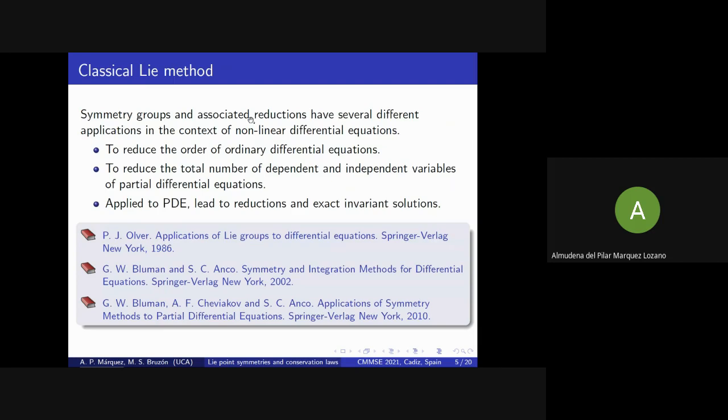We are going to apply the classical Lie method to obtain the Lie point symmetries. This method reduces the independent variables of the partial differential equation, so we obtain an ordinary differential equation, which will be easier to solve. Here we have some references about textbooks with the theory of this method.